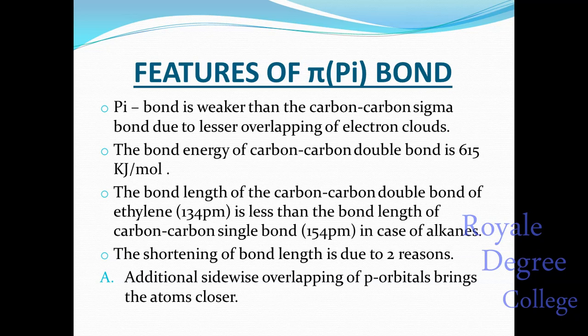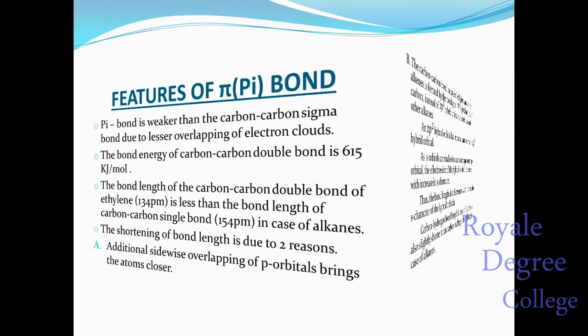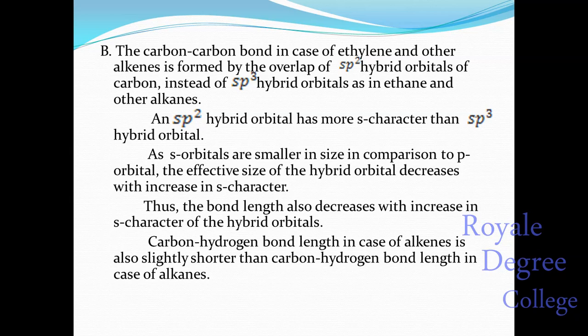The shortening of bond length is due to 2 reasons. So here, why is the bond length shortened? Due to 2 reasons. The first reason is that additional sidewise overlapping of p orbitals brings the atoms closer. Next, the carbon-carbon bond in the case of ethylene and other alkenes is formed by the overlap of sp2 hybrid orbitals of carbon instead of sp3 hybrid orbitals as in ethane and other alkanes.